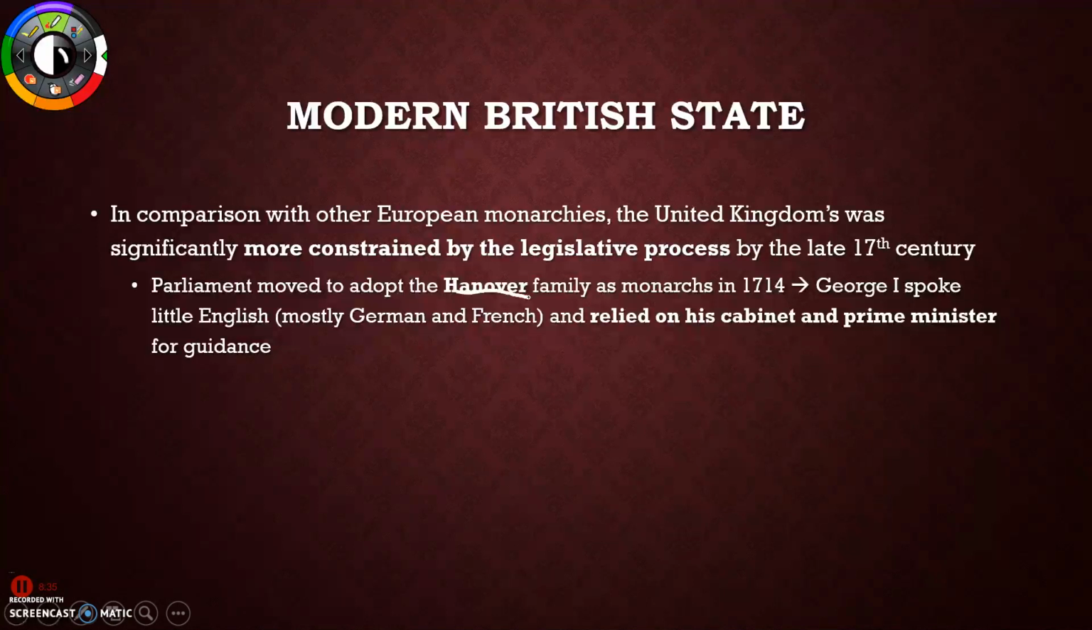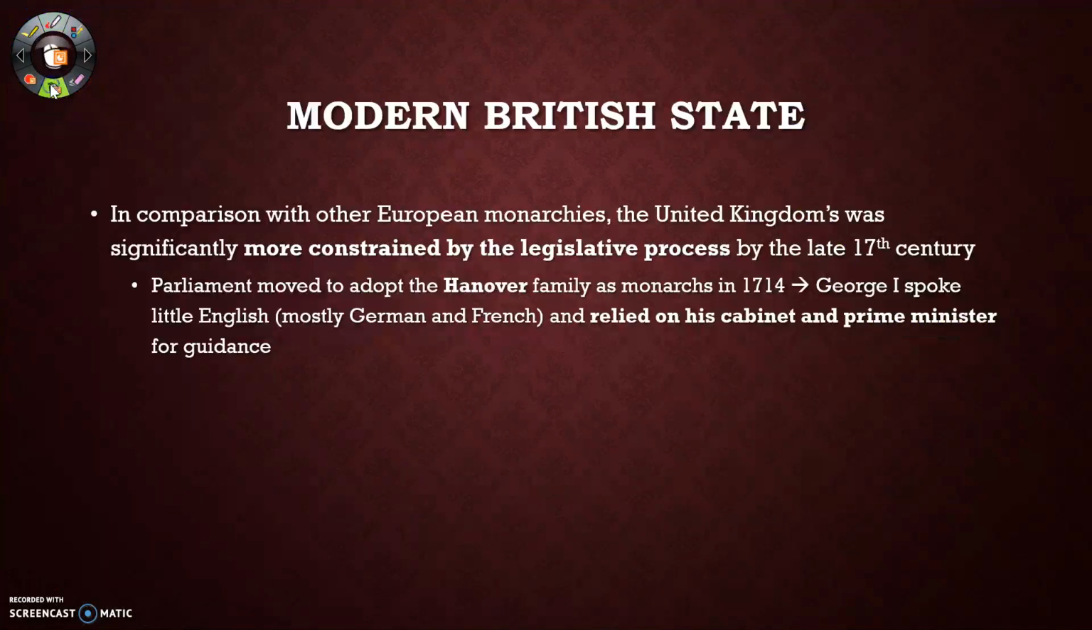This was actually something that Parliament liked. They liked this because it meant they had to rely on the cabinet and the prime minister to get anything done. The king really couldn't rule independently. He needed the legislative branch, and that was something that Parliament approved of.